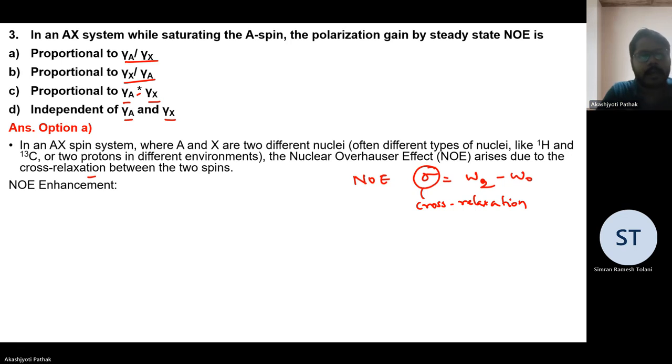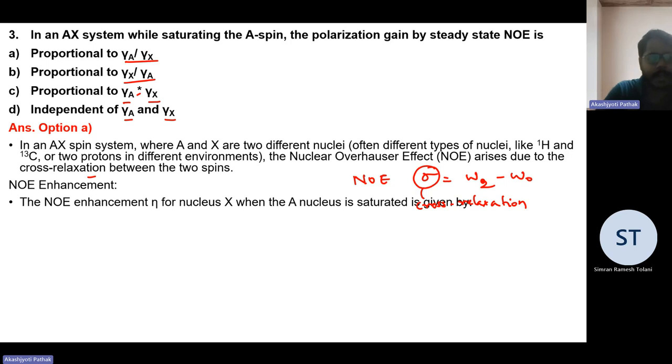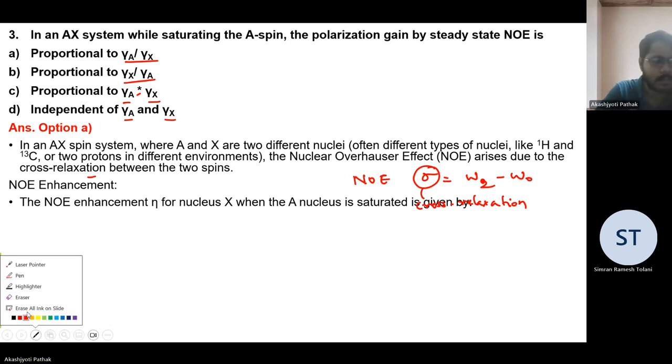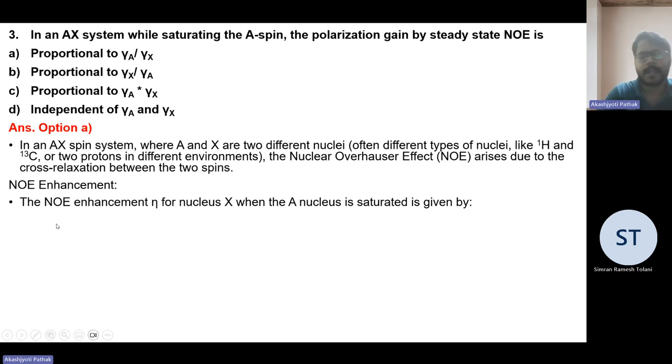So while saturating the spin, the polarization gain by steady state NOE is given by the NOE enhancement eta. The NOE enhancement eta for nucleus X when the A nucleus is saturated is given by, and this equation has already been taught in this week's lecture, eta equal to gamma A by gamma X into the cross relaxation between A and X, sigma AX, and R1X.